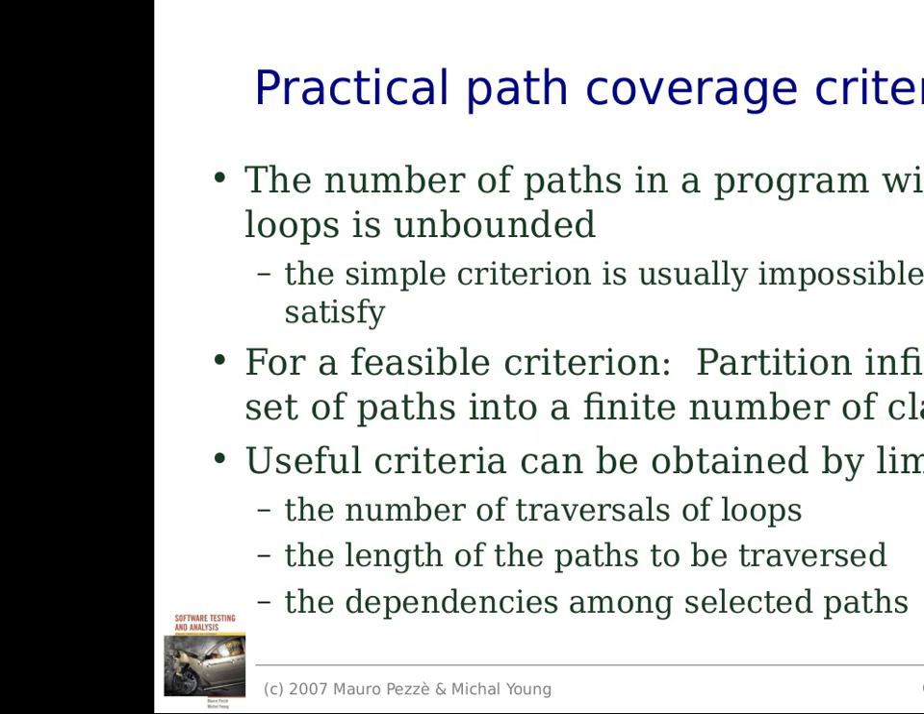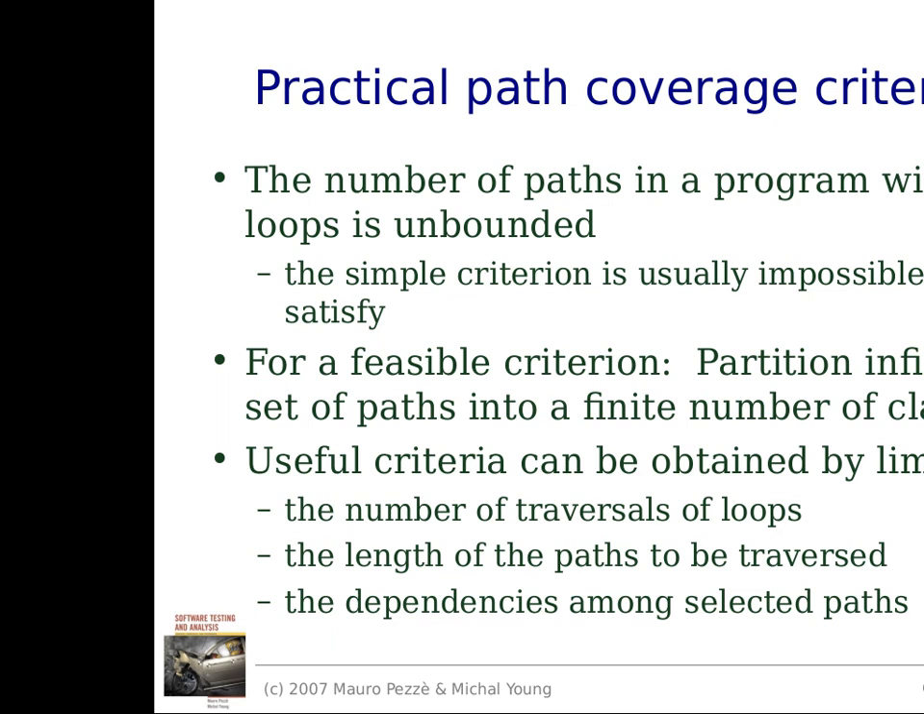But the question here is, how many total paths are there in a program? Well, if you have a loop, then there are a lot of paths, because the loop, how many times can a loop execute? Well, if you're looking at it from a theoretic standpoint, it can go ad infinitum, which makes it basically impossible to try and satisfy this criteria.